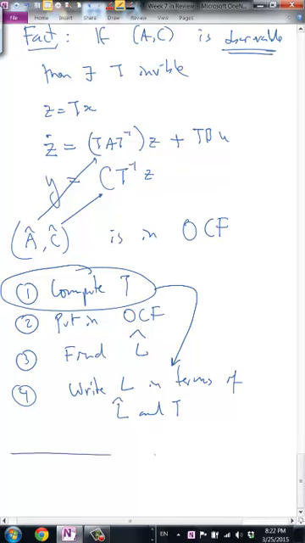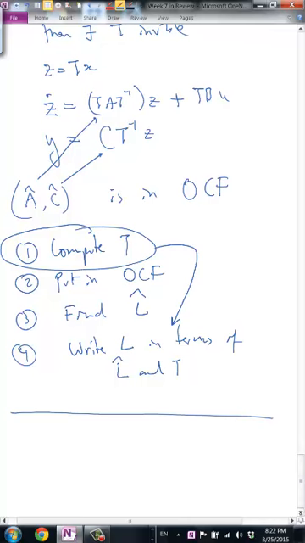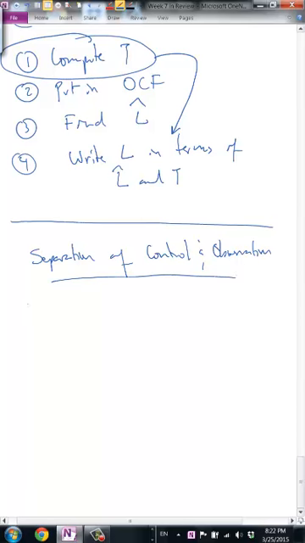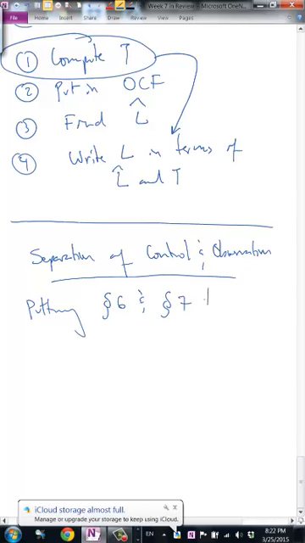So the final topic that I want to discuss is an important one. It's the separation of control and observation. So what are the two parts? Putting chapter 6 and chapter 7 together.